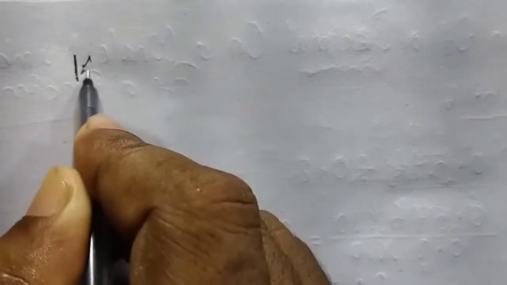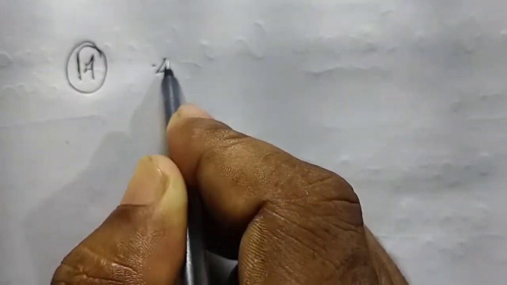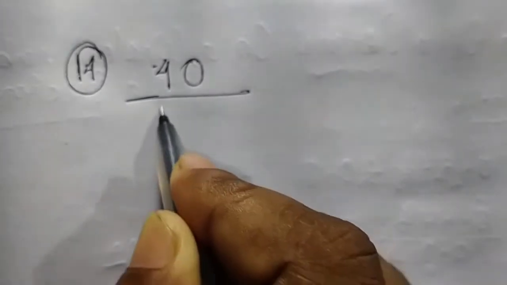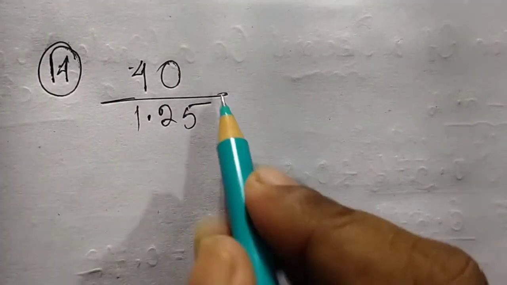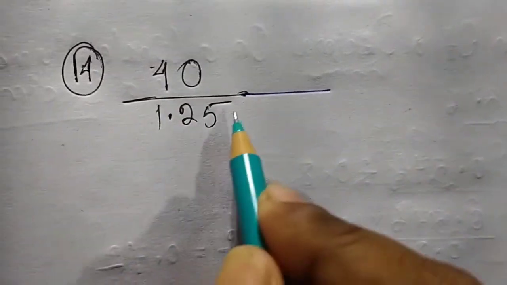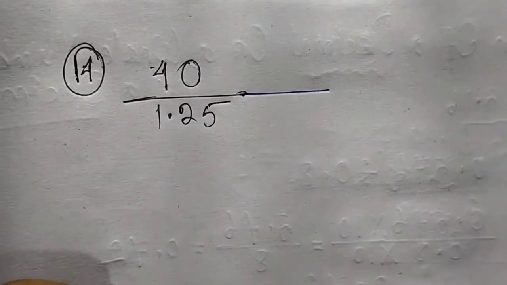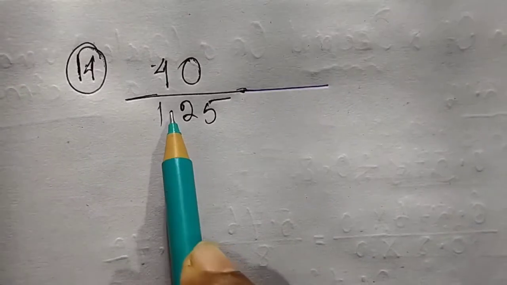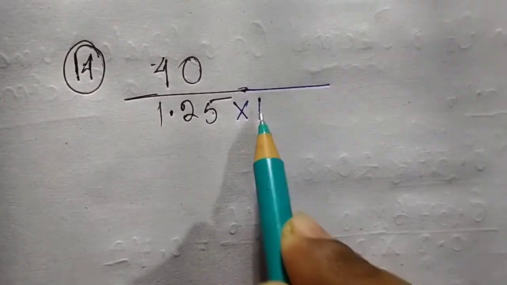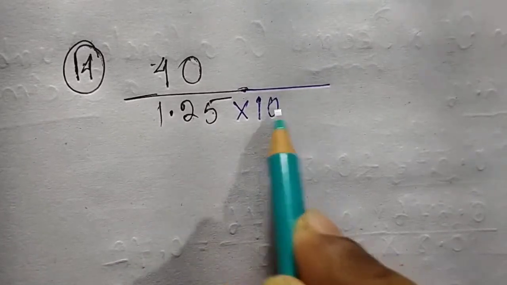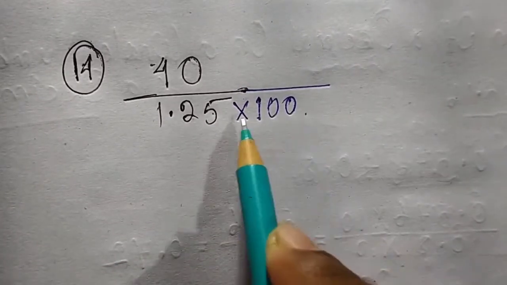Question number 14. The given question is 40 divided by 1.25. So what do we have to do first? We have to first remove the point from the denominator place. So here is a point and here are 2 digits after it. So we have to multiply by 100 in the denominator.